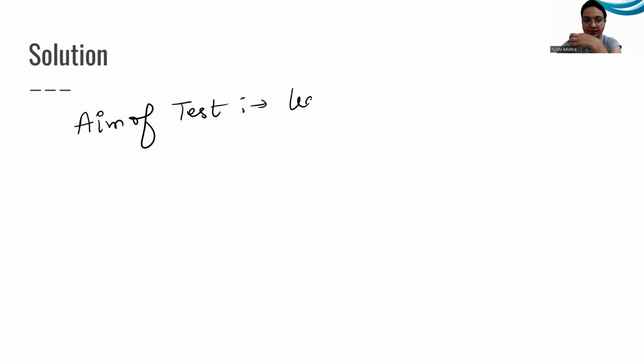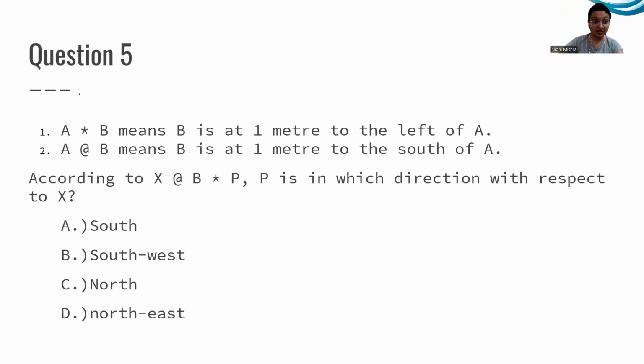Learn and improve. In this test, figure out what mistakes you made and try to improve on them in the next test. Correct? Yes. Now let's see.